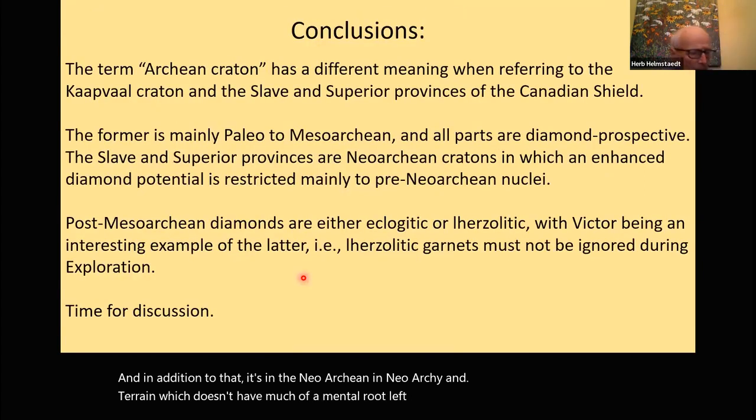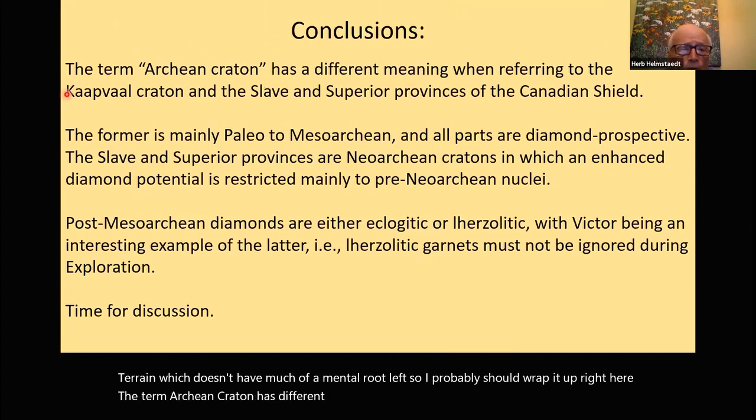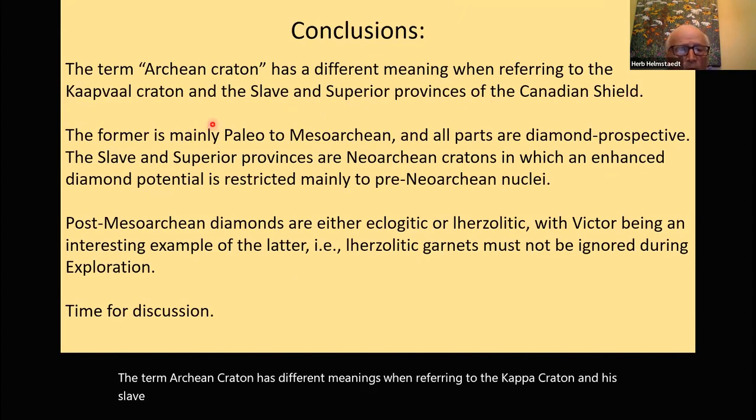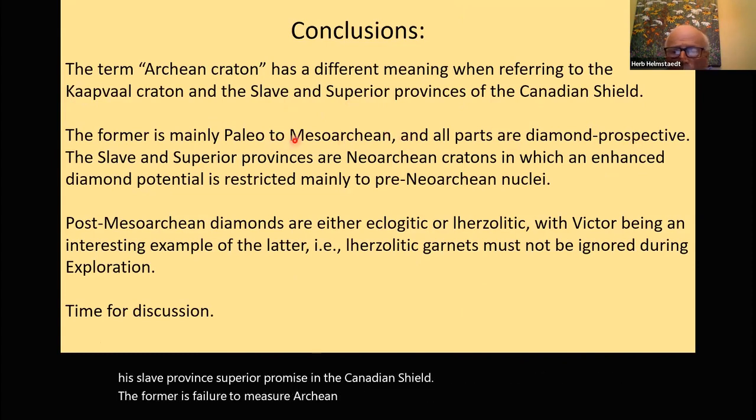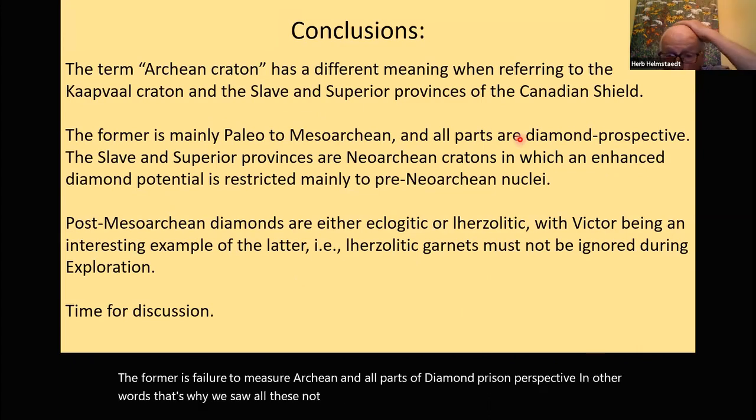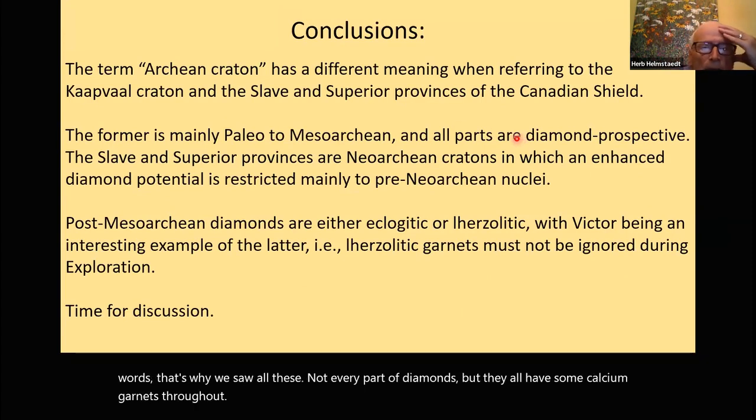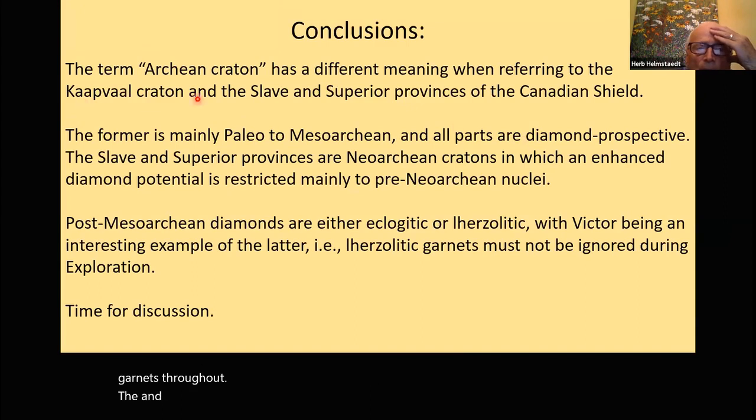So I probably should wrap it up right here. The term Archean craton has different meanings when referring to the Kaapvaal craton and the Slave Province, Superior Province of the Canadian Shield. The former is Paleo to Mesoarchean, and all parts are diamond prospective. In other words, that's why we saw all these, not every part has diamonds, but they all have subcalcic garnets throughout. The activity, all the overprinting granite blooms are all old, the Archean.